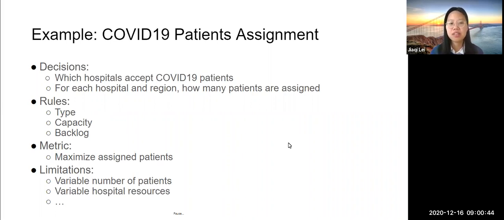One of them is the variable number of patients. In the real world, the number of patients is not fixed. Some patients will recover by themselves and there will be new infections. So if we can take the dynamic process into consideration, the model will be better.